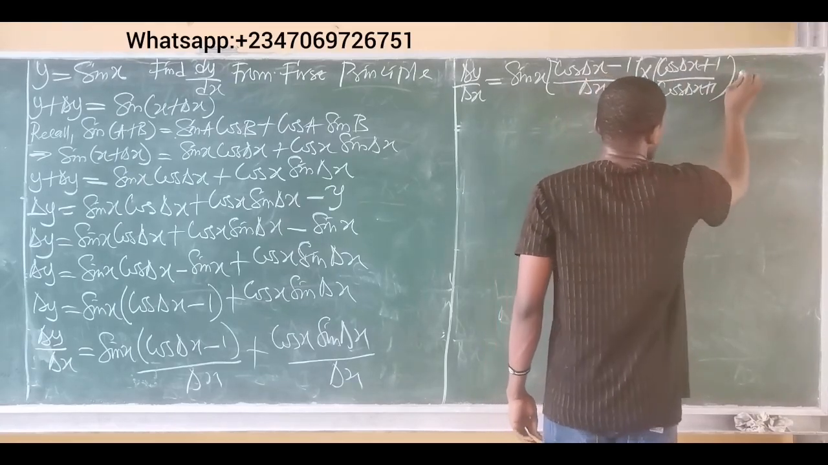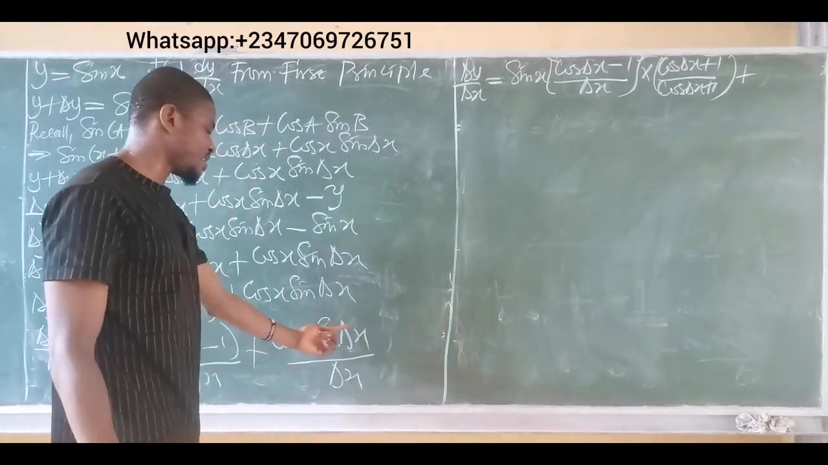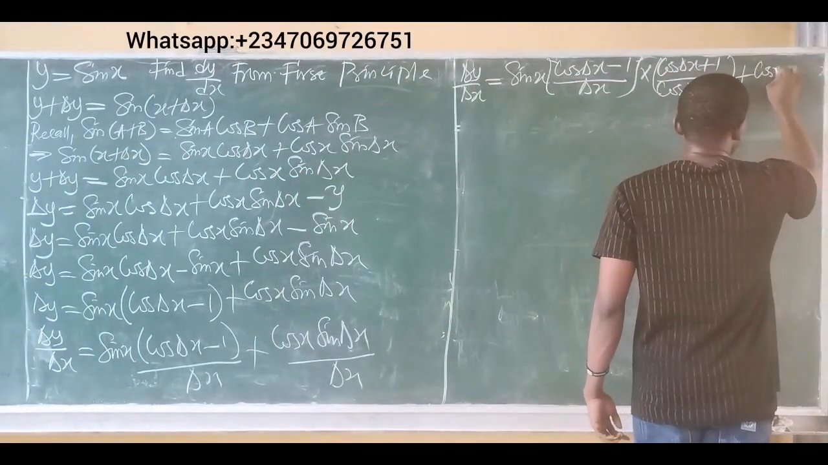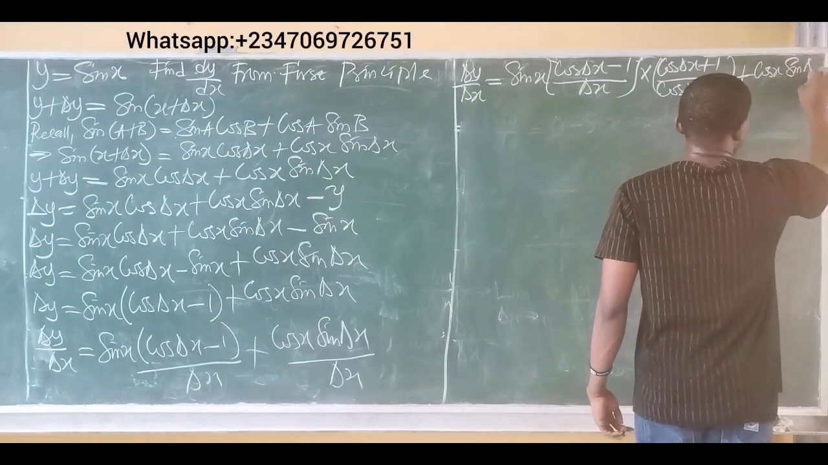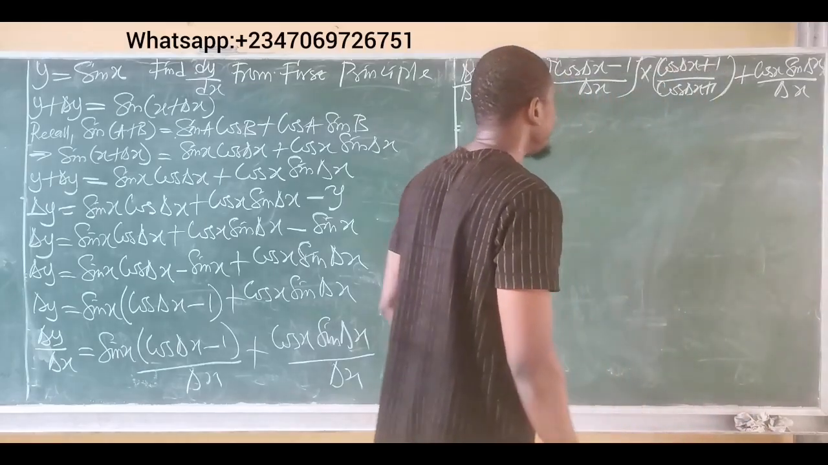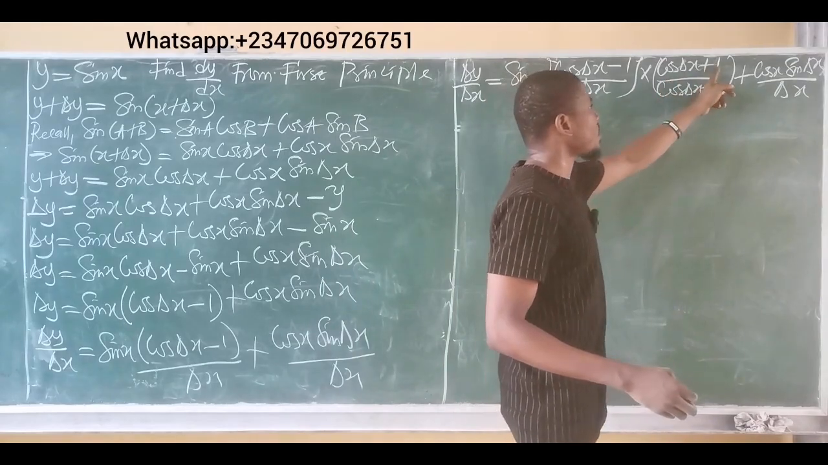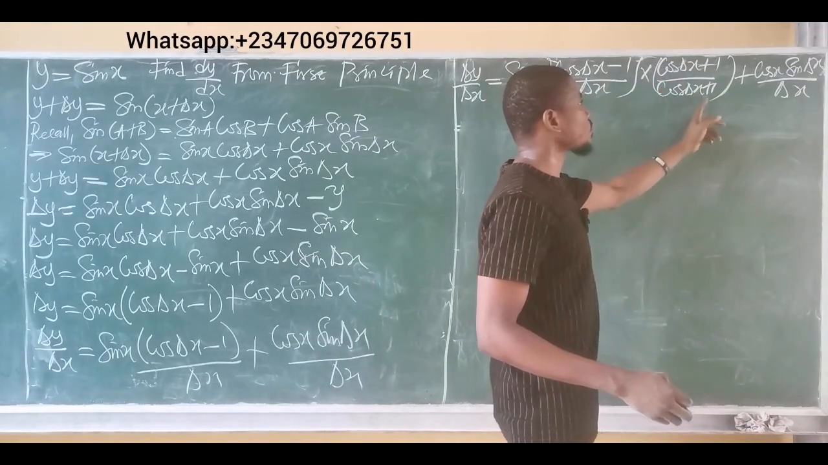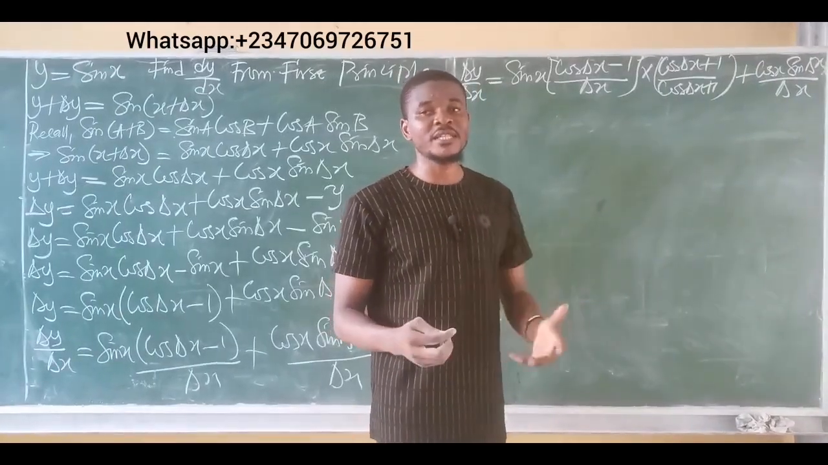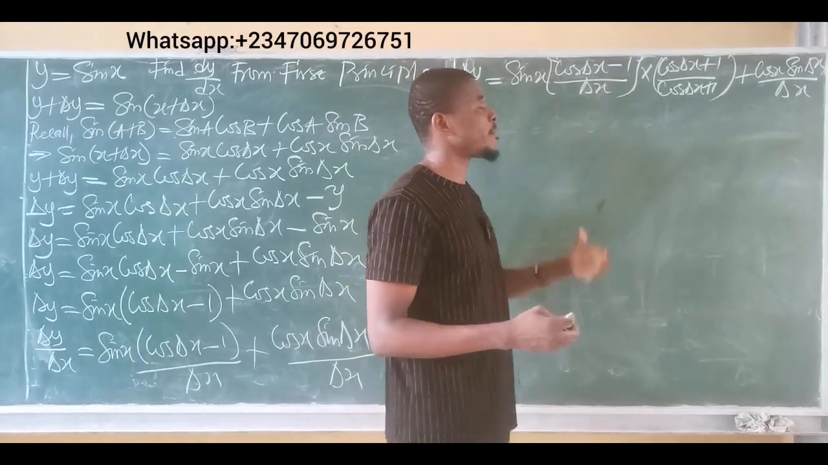I have this, okay, plus, now on this other side, I have cos x sin(change in x) all over change in x. So plus cos x sin(change in x) all over change in x, and you have this. Now, if you observe, (cos(change in x) plus 1) divided by (cos(change in x) plus 1) is more or less 1, just like saying 2 all over 2, which still remains 1. So I am invariably multiplying this whole equation by 1.